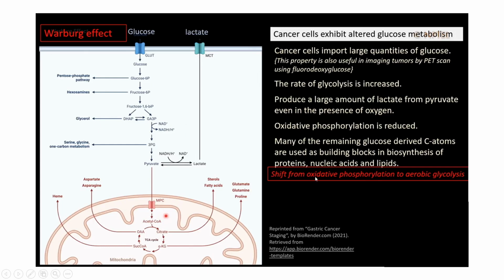Okay, so there is a shift from oxidative phosphorylation, the production of ATP, to aerobic glycolysis. Okay, so glycolysis pathways are majorly active in the cancer cell.